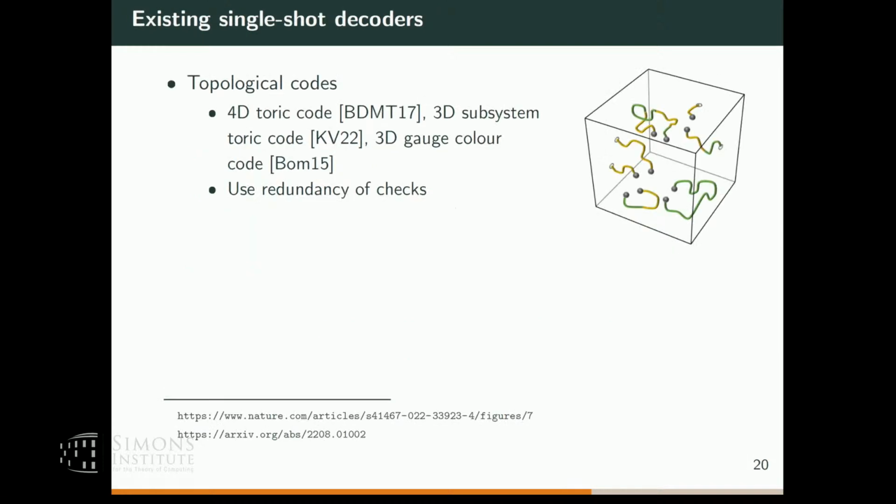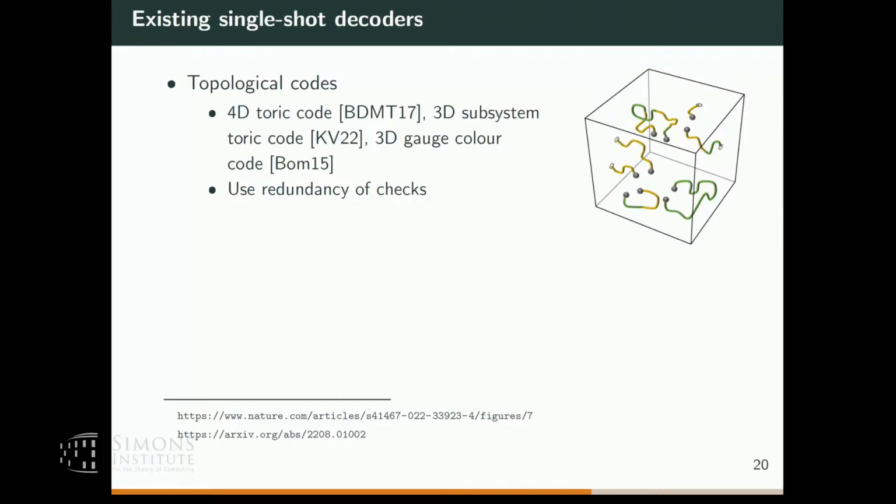Okay, so single-shot decoders actually exist for a few types of codes already. And we know that for certain types of topological codes, such as the 4D toric code, the 3D subsystem toric code, or the 3D gauge color code, they will have the single-shot property. The idea here is that there are some redundancies in the check operators. This picture is of the 3D subsystem toric code, where the syndromes have to form closed loops. So if you do your stabilizer checks and they're not forming closed loops, then you know that some syndrome error has occurred. So you can correct the syndrome error first and then correct the data errors.